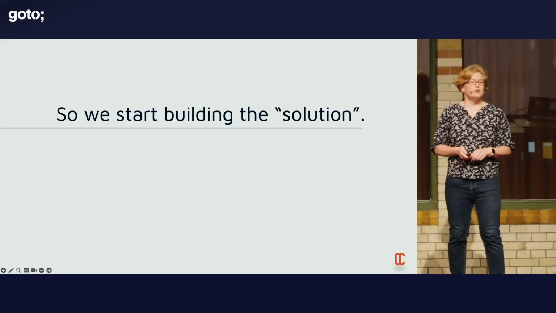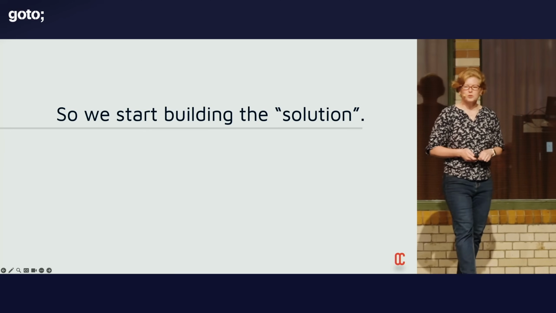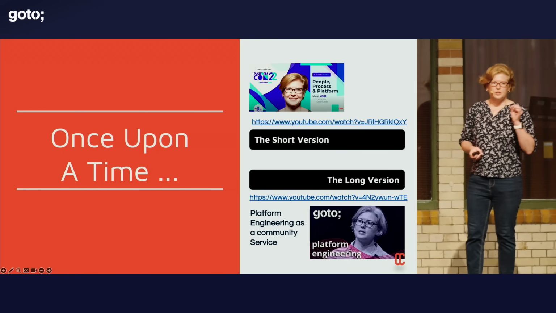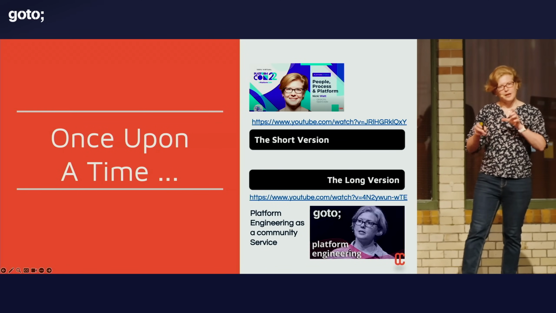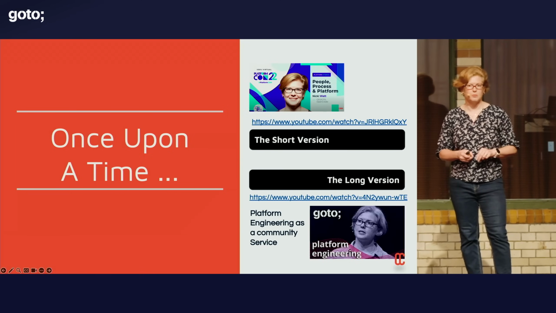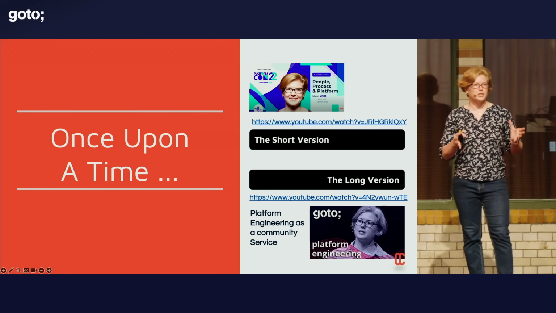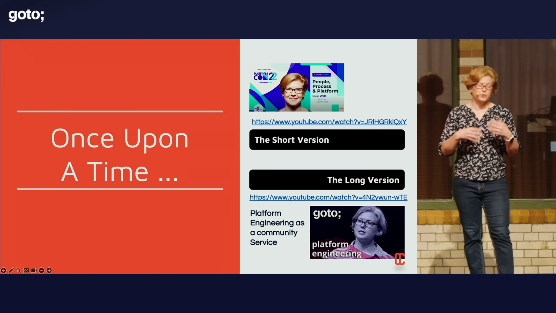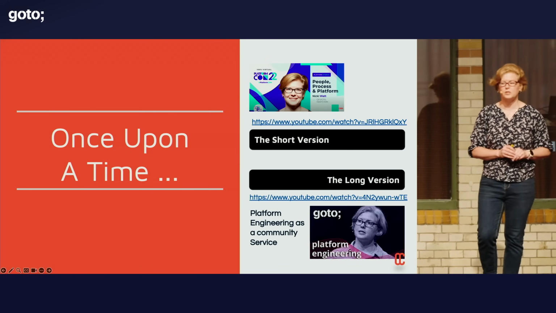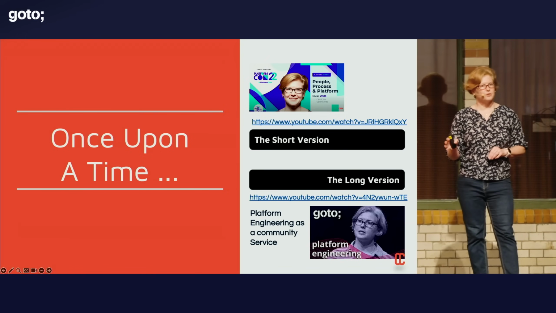So this is great. We know that platform engineering is the answer, so we go about starting to build the solution. Just a side note on this, I have actually given a previous talk on how you go about specifically building a platform engineering initiative and all the things that go with that. I'm not going to go into that particular detail at this point in time, but if you want to have a look at that, you can.